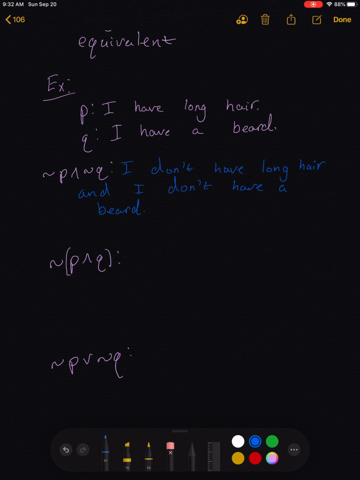Okay, now let's compare that to if we have the negation outside of the conjunction in a set of parentheses. So this is the negation of the statement, I have long hair and I have a beard. One way to write that out directly would be, it is not the case that, and then I'm going to use a comma to signify that the statement P and Q, I have long hair and a beard, is in parentheses. So it is not the case that, comma, I have long hair and a beard.